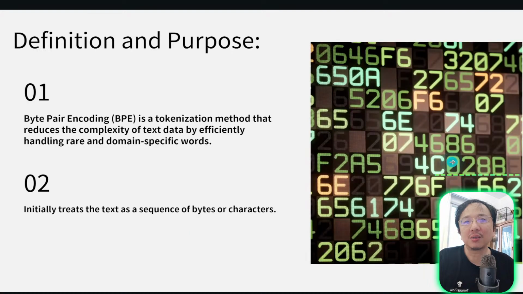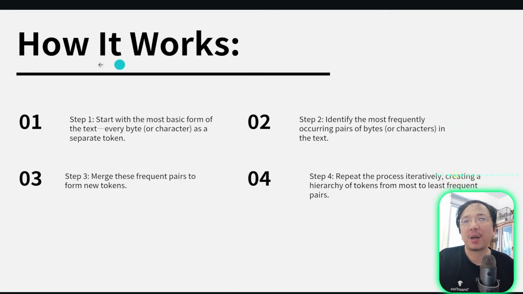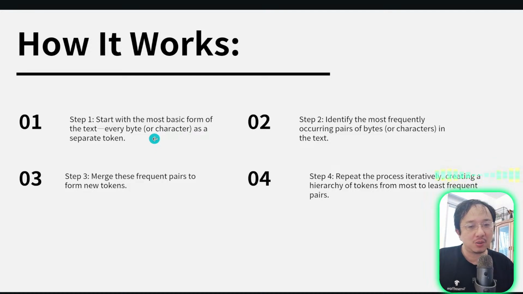So here is how it works. At step 1, we start with the most basic form of text, every byte. We start with something worse, then we gradually improve it to become a better dictionary.